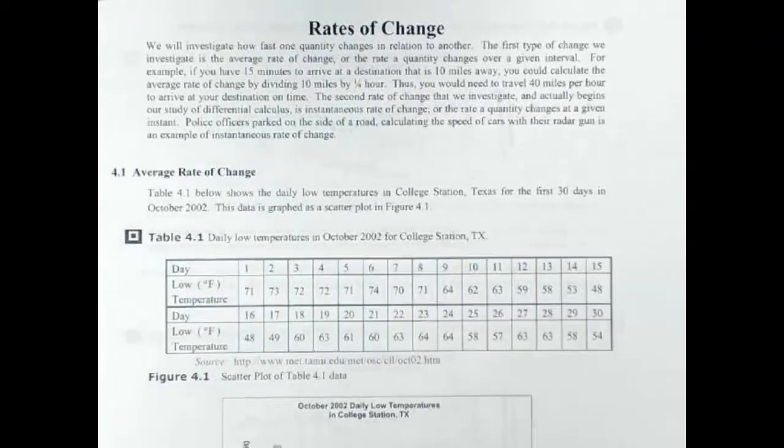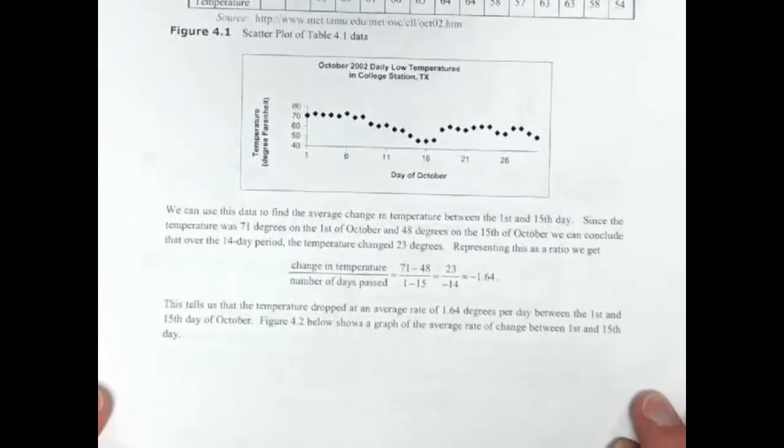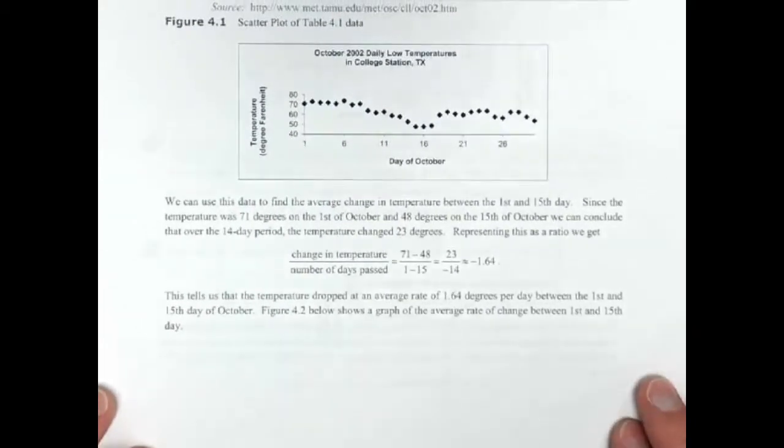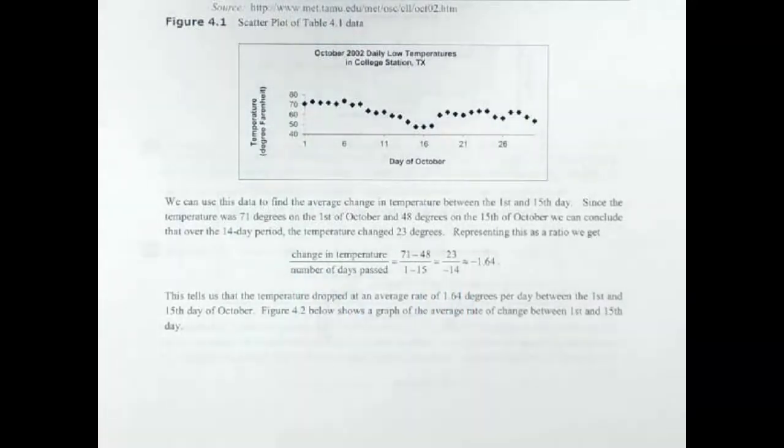Again, you can read that on your own. I do not want to read it to you. It says, here's a scatter plot. Here's some points for the scatter plot graphed. Then they go ahead and calculate that average change in temperature over, looks like, the first 15 days. Great. Okay, cool. You know how to do the slope between 2 points.